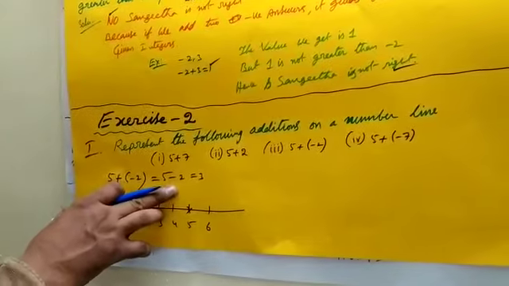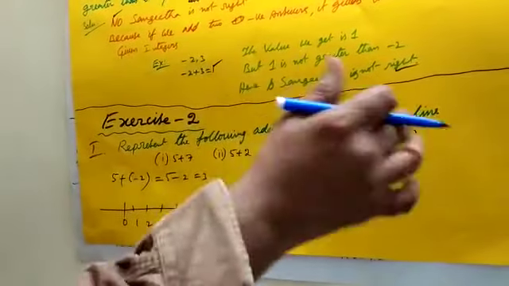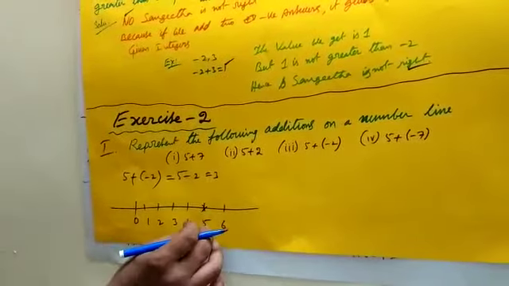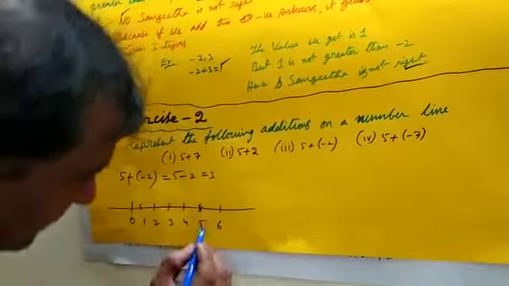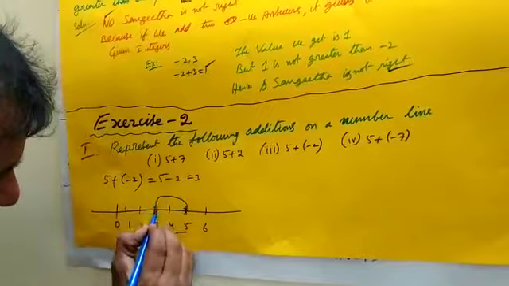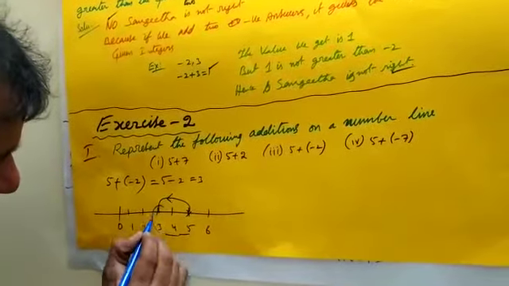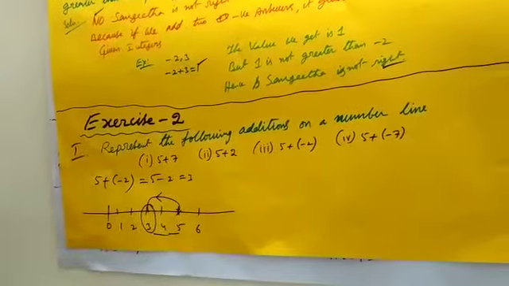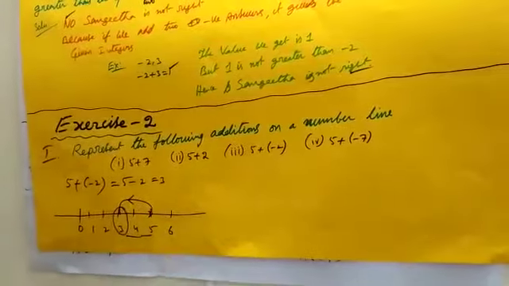Minus 2. What is the meaning of minus 2? Subtract. Subtract means, compared to that number 5, move towards the left side. How many steps? 2 steps: 1, 2. Therefore, the result is 3.